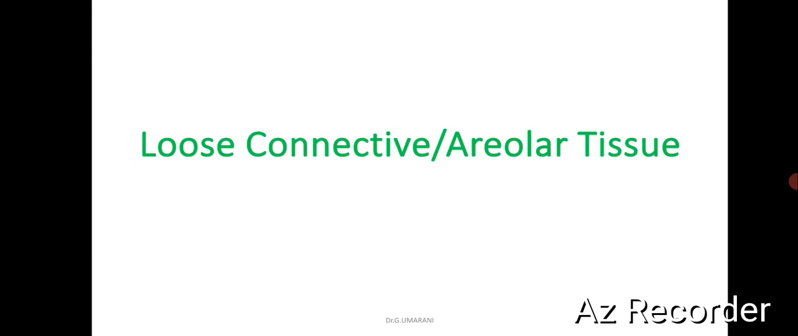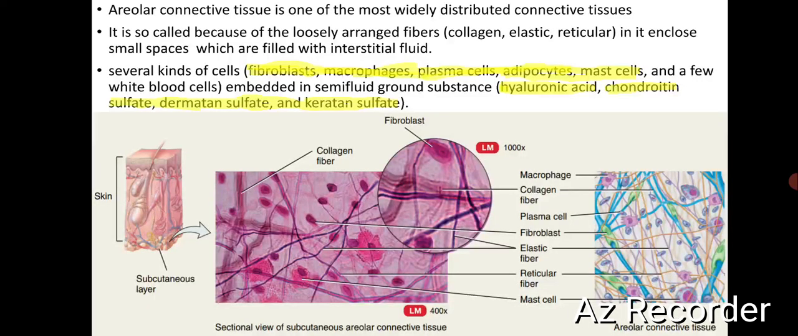Next is the loose connective tissue, also known as areolar connective tissue, and it is one of the most widely distributed connective tissues. It is so called because it has loosely arranged fibers, all three fibers but loosely arranged. It encloses small spaces which are filled with interstitial fluid, and it contains several kinds of cells like fibroblasts, macrophages, plasma cells, adipocytes, mast cells, and a few WBCs also. These cells are embedded in a semi-fluid ground substance of hyaluronic acid, chondroitin sulfate, dermatan sulfate, and keratan sulfate.